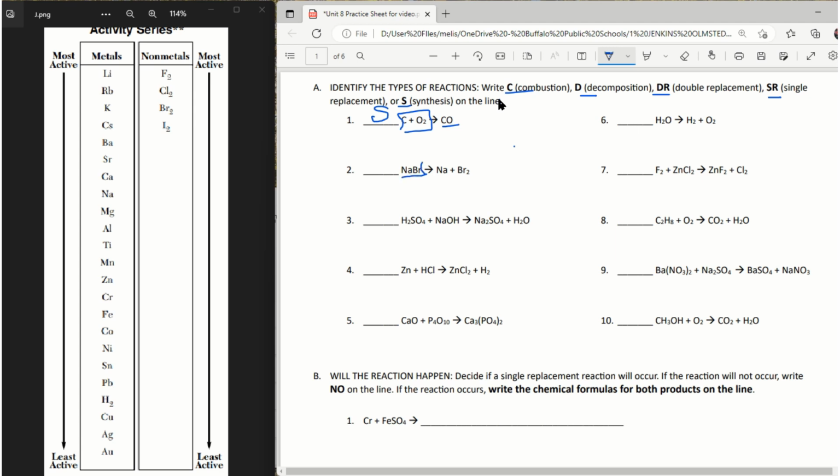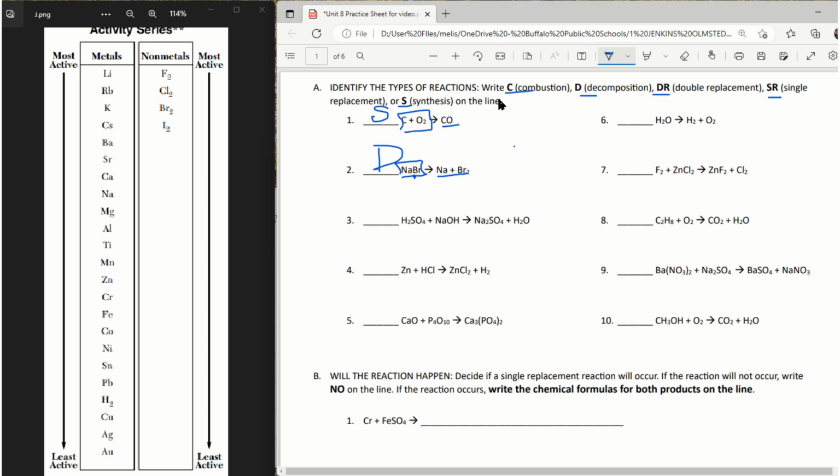What do I have here? Well, I have one reactant, one thing I start with, and two products. I end up with two things. So what I did is I took this one big thing and I broke it apart. That is decomposition.